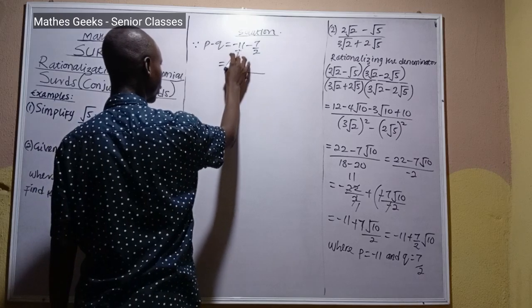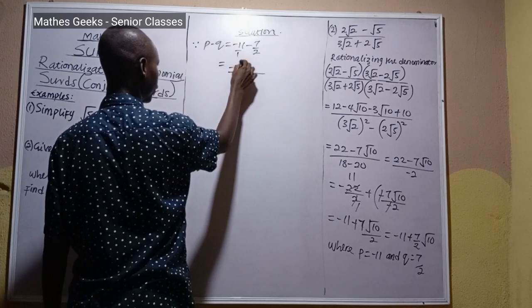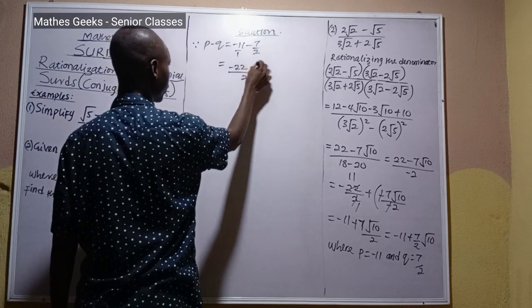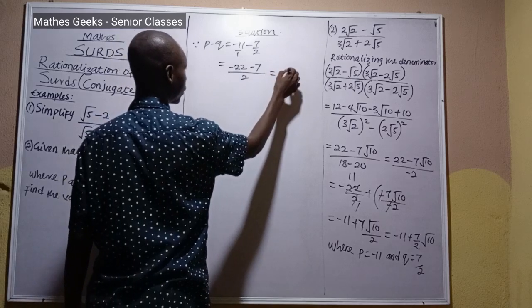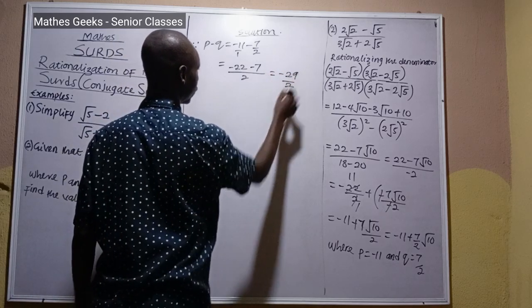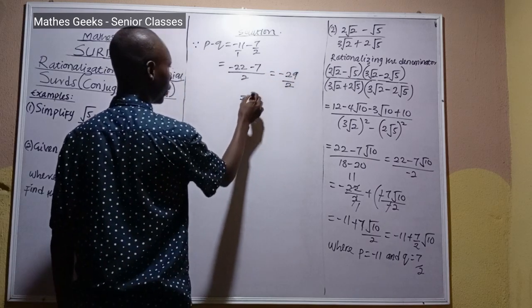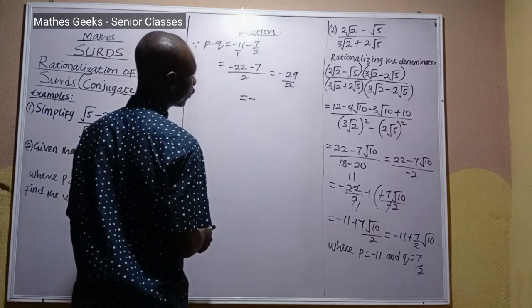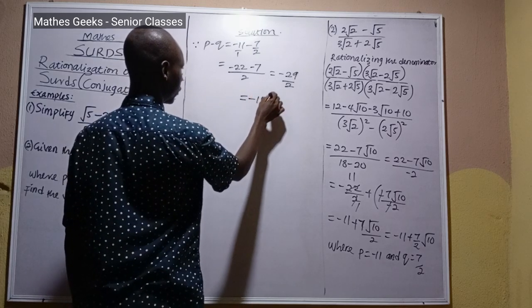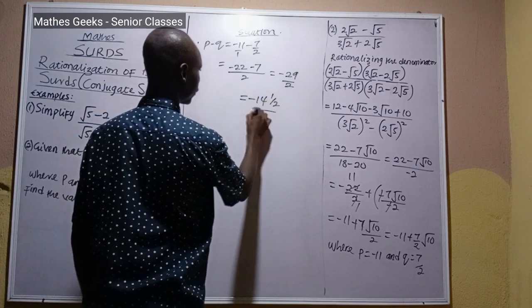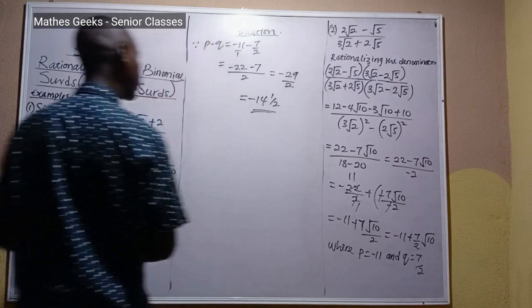2 into 1 is 2. 2 times minus 11 is minus 22. Into 2 is 1, that's minus 7. That's minus 29 over 2, which will give us minus 14 and 1 over 2. So final answer.